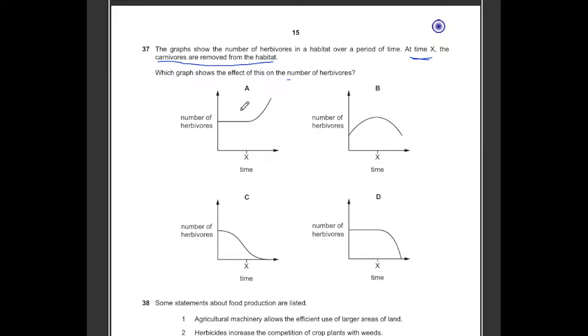Which graph shows the effect of this on the herbivorous animals? Now carnivores are not there. That means what will happen to the herbivorous animals? The number of herbivorous animals will decline over a period of time, or reach 0, or drop here. Everything is showing a decrease only. But as we know, when there is no predator, the herbivorous animals will grow or increase in number, right? So the population should increase in number. So the answer is A.